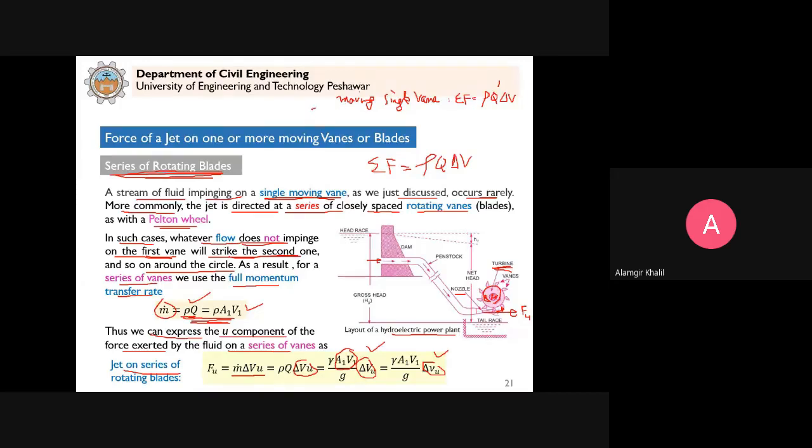And for a series of moving vanes, F will be equal to rho Q, not Q dash, rho Q into delta V. And you can consider the change of relative velocity or the change of absolute velocity. Whether you consider relative or absolute velocity, you will get the same result. So this is the difference. Clear?